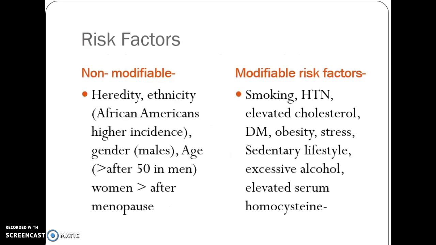Again, just like hypertension, there are non-modifiable and modifiable risk factors involved. Heredity, ethnicity: the African American population is at far higher risk for hypertension as well as atherosclerosis or arteriosclerosis. Men are higher. And modifiable things that you can change: smoking, hypertension. Again, you see a pattern here. Almost every disease process, the modifiable risks are always smoking, hypertension, elevated cholesterol, diabetes, obesity. And you start with obesity and smoking and move your way down.